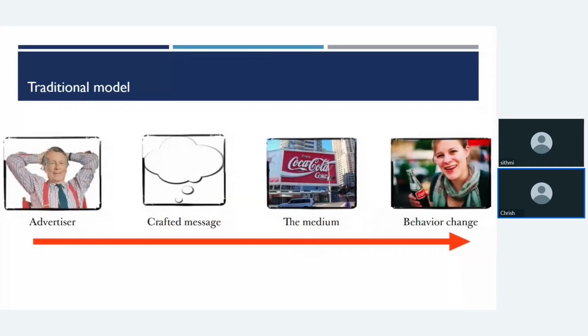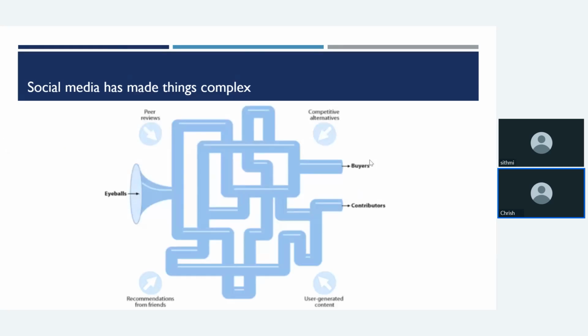So the traditional model was all about spending big money on billboards, advertisements, and all that. But today, of course, it's a bit different. Today we have eyeballs coming in, peer reviews, competitive alternatives. We have user generated content. User generated content is content that is built by people who have looked at the product, influencers again, but also people who have purchased the products. Then you have competitive alternatives, recommendations from friends. So you have a lot of these different types of content. Either the person will become a buyer or a contributor.